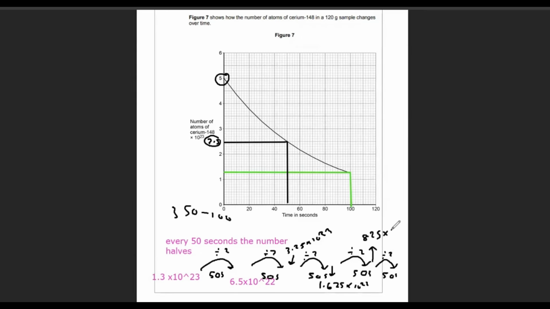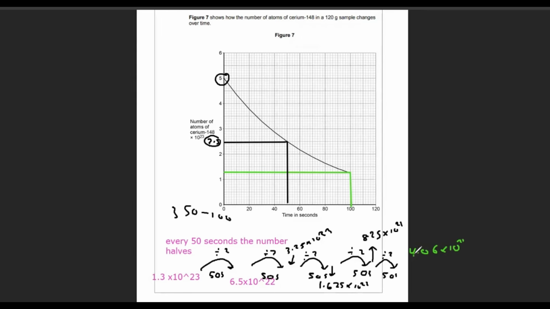8.25 times 10 to the power of 21. And then for my final division, I'm going to divide by 2 again. And we're going to get 4.06 times 10 to the 21. So, 4.06 times 10 to the 21.